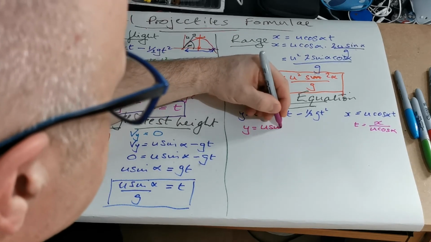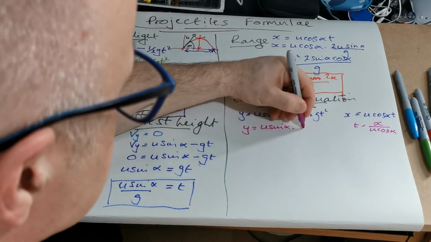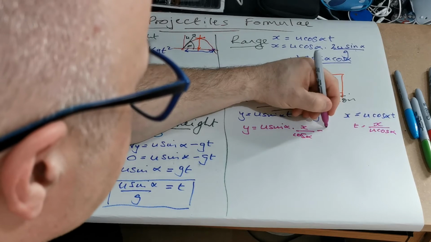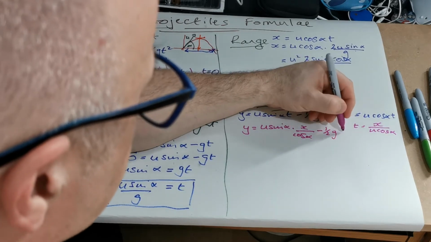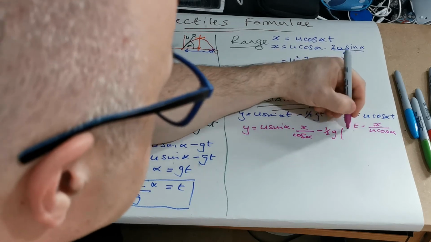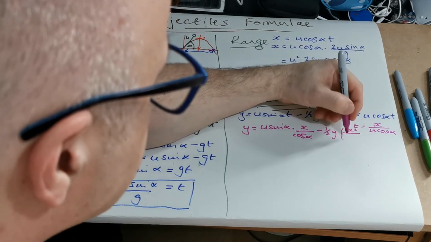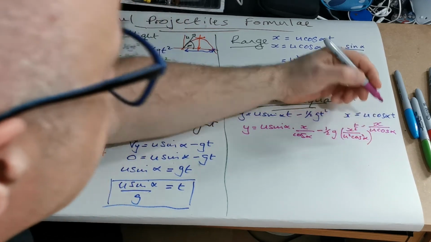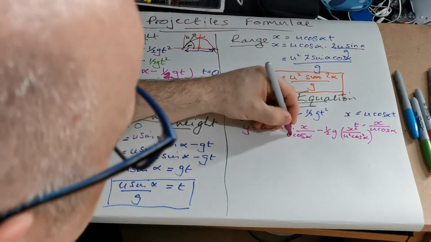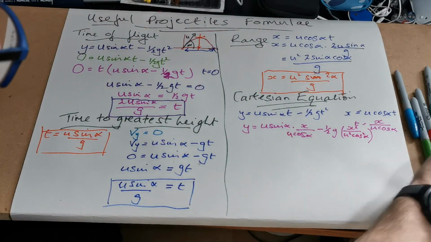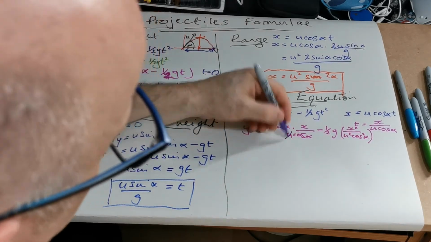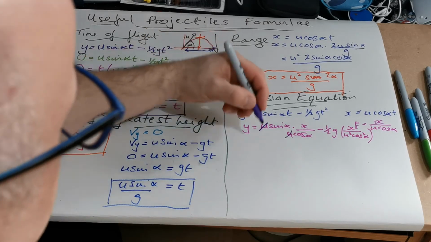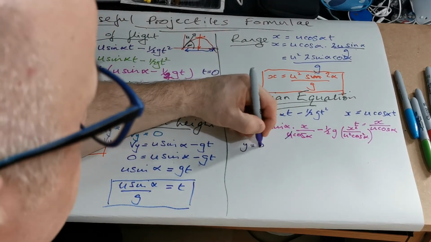So substituting that into here, I've got y is equal to u sine alpha times x over u cos alpha minus half g, and then I've got this squared, so that's x squared over u squared cos squared alpha. Oof. Which seems a bit of a mouthful. Now looking here, I can clearly see that those u's cancel, and I've got sine alpha over cos alpha, which I think you'd recognise would be tan alpha. So y is equal to x tan alpha.